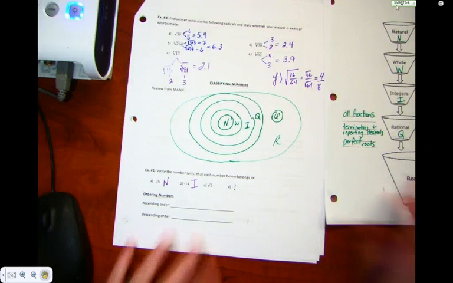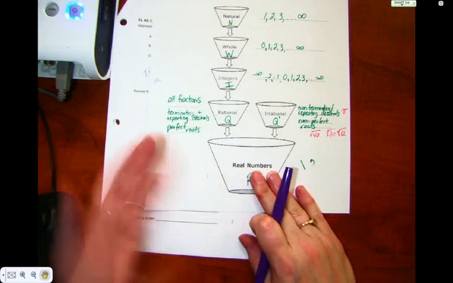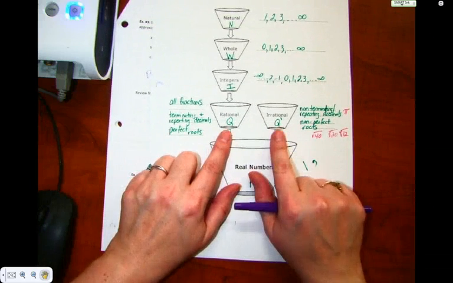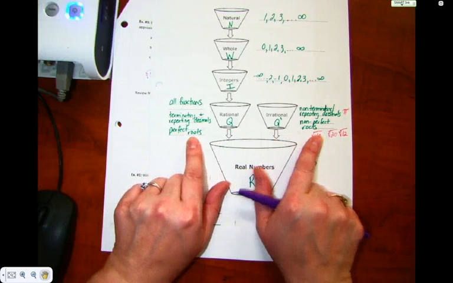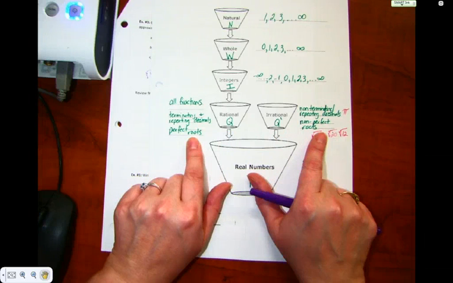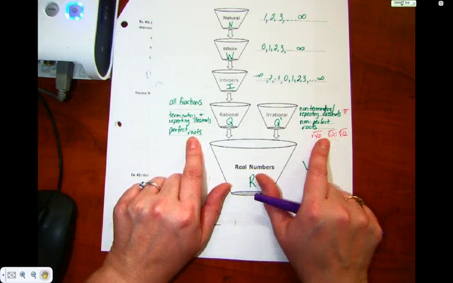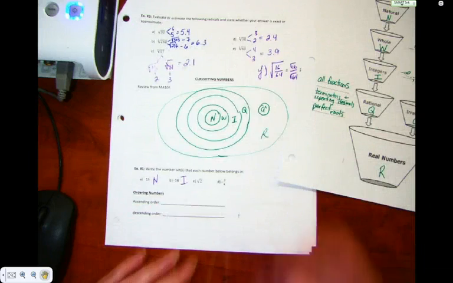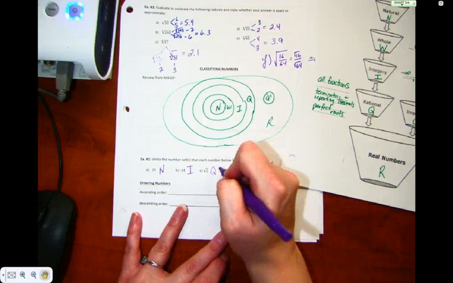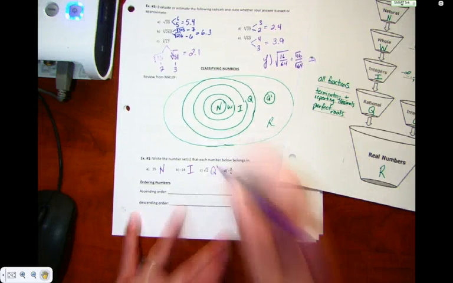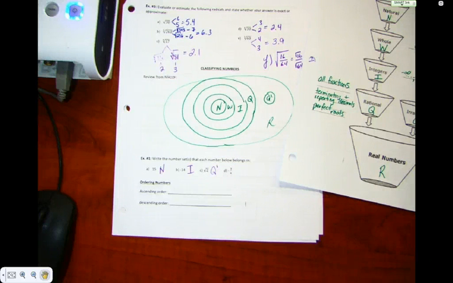Root 2, real number, yes, because everything's a real number. Rational or irrational? Well, because it's a root, now you're going into these two categories. Is that a perfect root or is it a non-perfect root? Can we take the square root of 2 and get a whole number as an answer? So what does that tell you about the family? It's irrational, and we can't use I because I is integer, so we use Q prime. And what does prime mean? It means not rational.